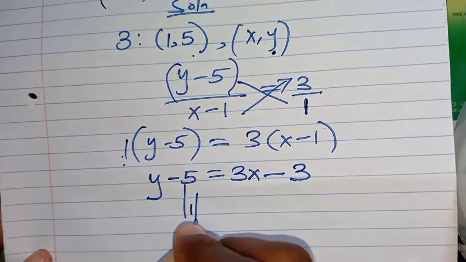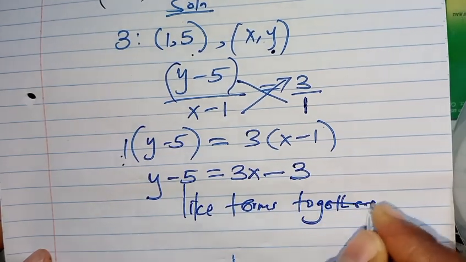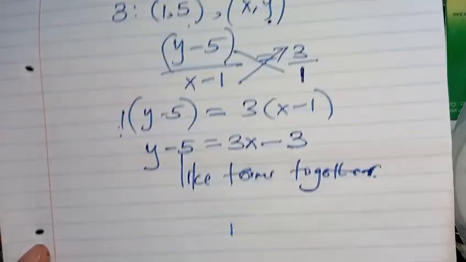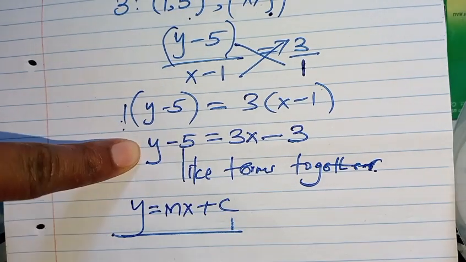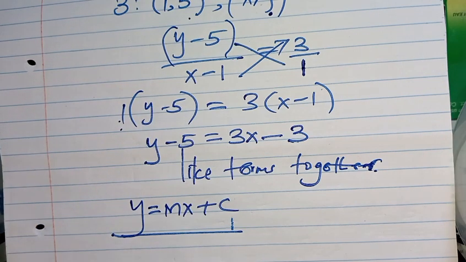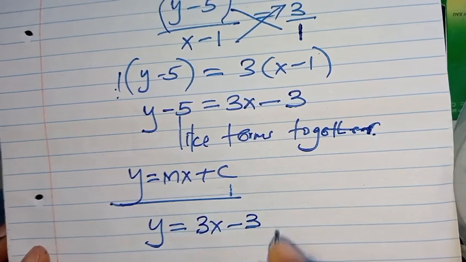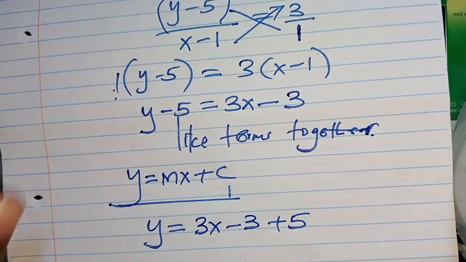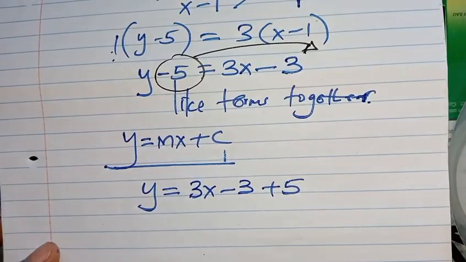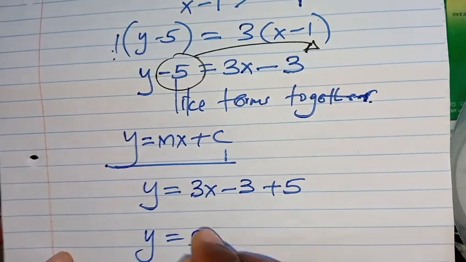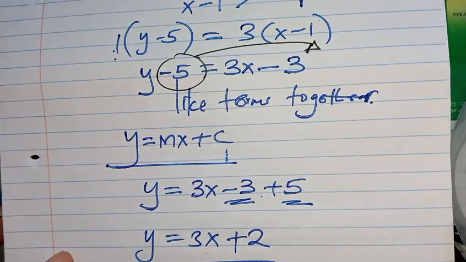So again, like terms together. This is what we get. We must ensure that we write the equation in the form y is equal to mx plus c. So y remains on this side. The x's and the constants go to the other side. So y will be equal to 3x minus 3 plus 5. The reason why I say plus is because this minus 5 crosses the other side of the equal sign and it becomes positive 5. So this one gives us y is equal to 3x plus 5 minus 3 is plus 2. That is the equation of that line.